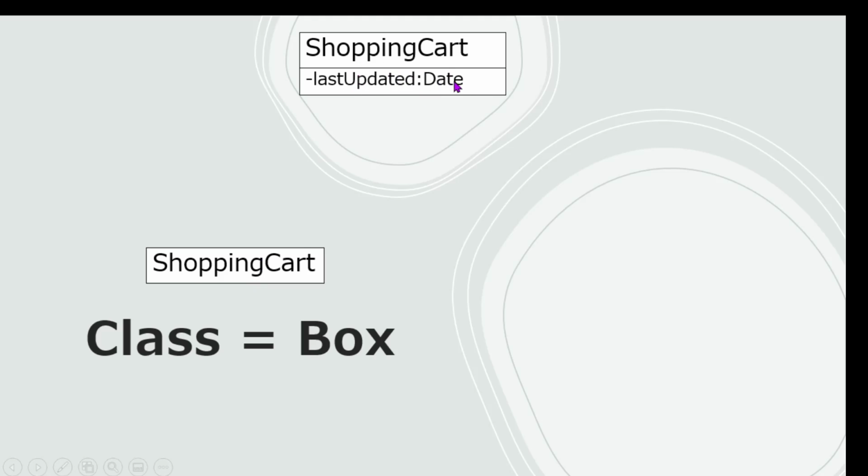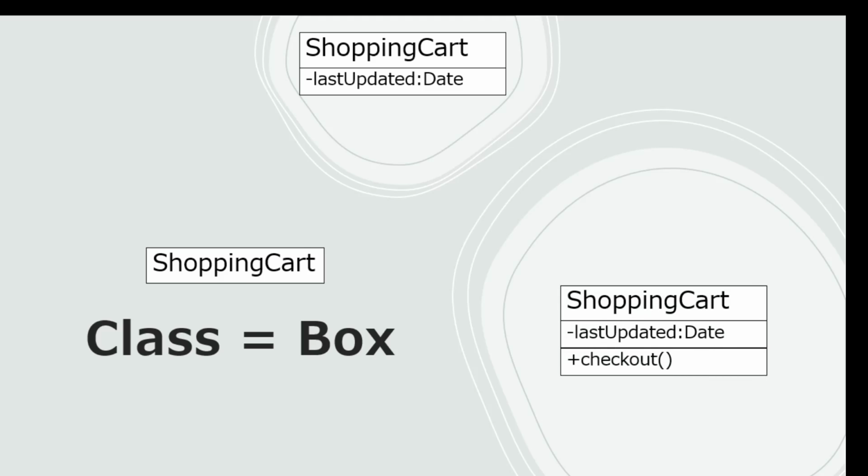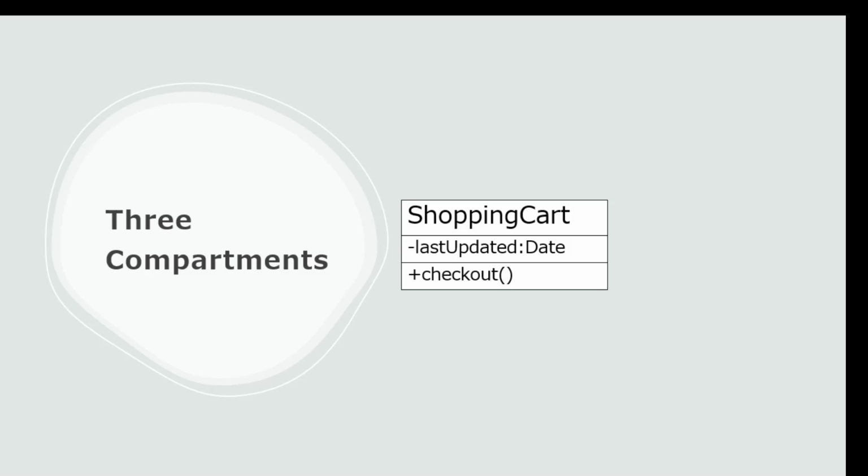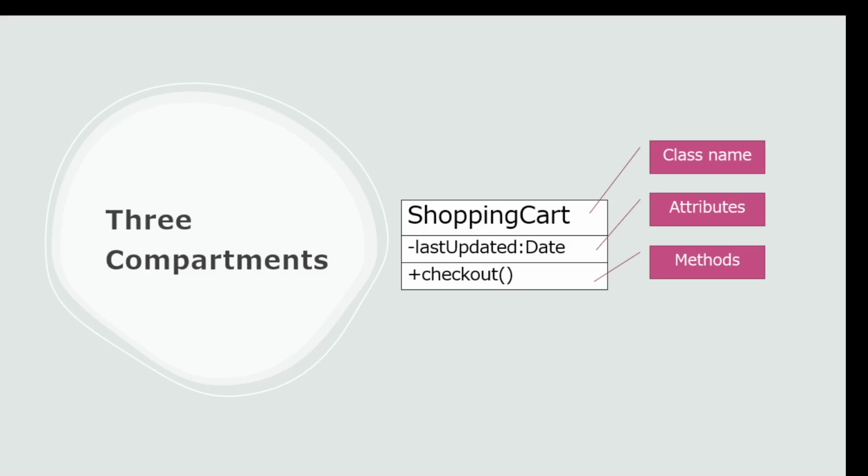But then what I can do is I can start adding in little compartments, is what they're called, into the boxes. So there's another class that tells me it has an attribute of the last time the shopping cart was updated. Or I can add in a third compartment here, which is the methods for the class, in this case, checking out. So the three compartments that are out there are the name, the attributes, and the methods. The methods being the behaviors that are happening, the attributes being the data that class is storing, that refines the class in some way.